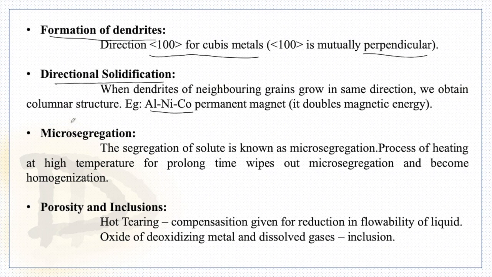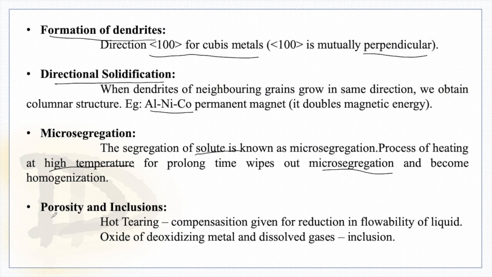And macrosegregation. What is macrosegregation? During dendritic growth, the liquid to solidify last is in the spaces between the dendritic arms. The segregation of solute is known as macrosegregation. The process of heating at high temperature for prolonged times wipes out the macrosegregation and is called homogenization.